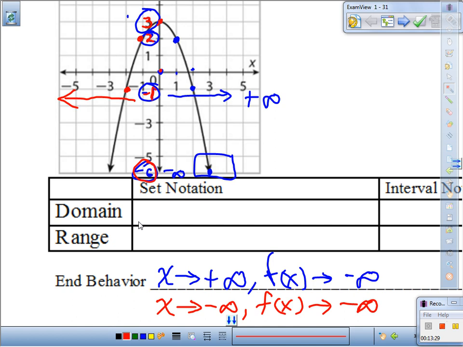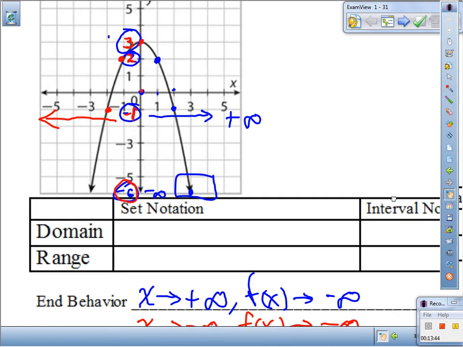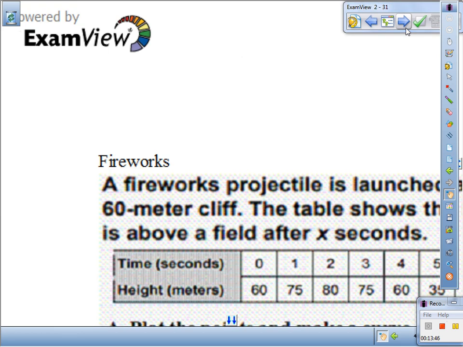Show me your fingers, how complete you are with these. Okay. All right. All right, let's go to number 2. Here we go. Let me zoom up.